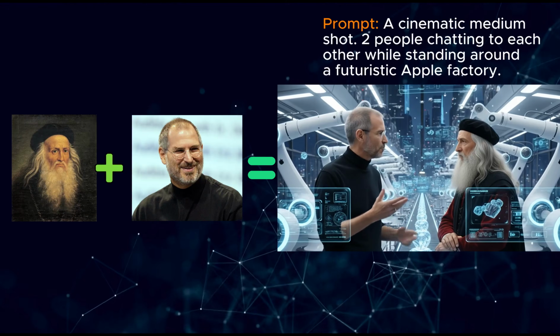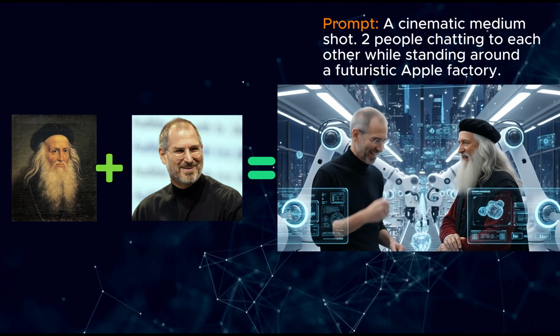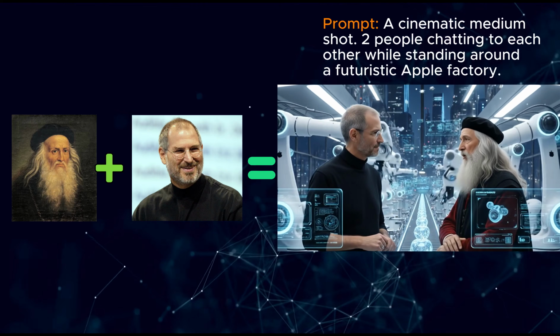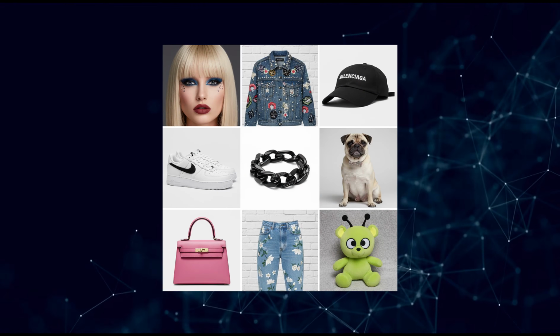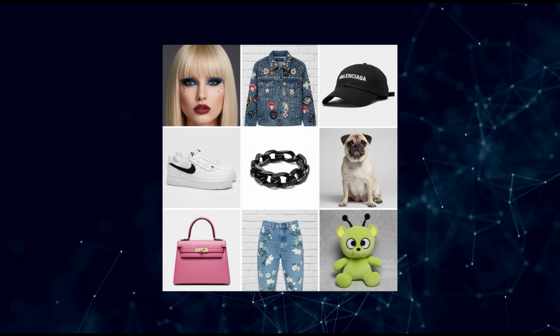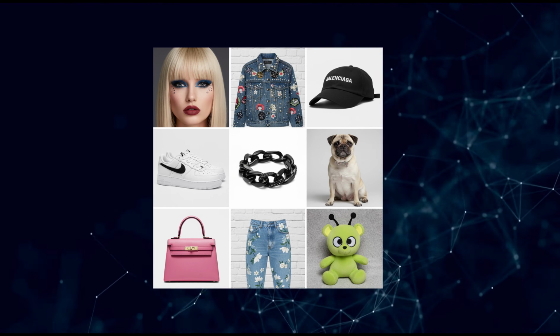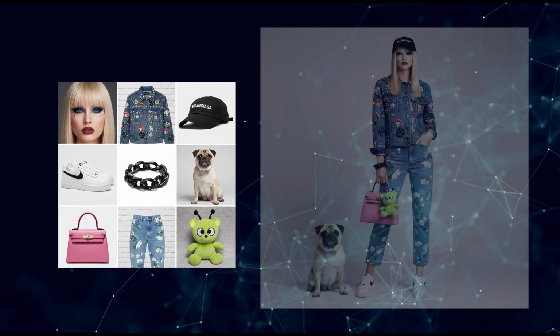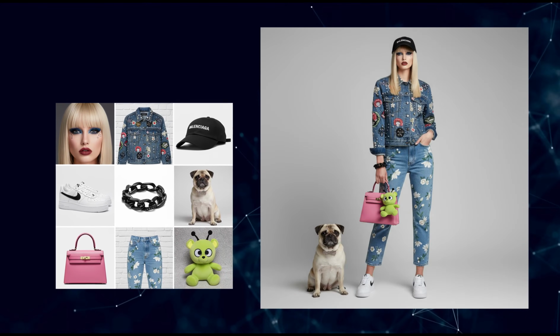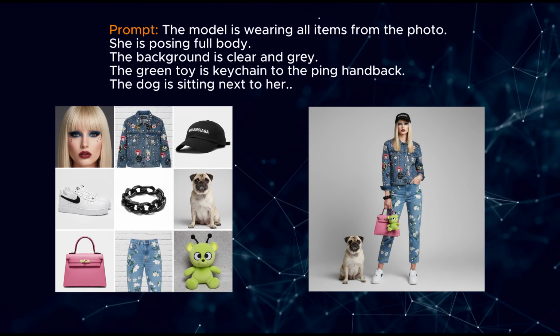Now, this next one is honestly my favorite. You can actually add different people into a single image. For example, here's Leonardo da Vinci and Steve Jobs having a deep conversation inside a futuristic Apple factory. The next cool thing I want to show you is how you can combine different elements from one image into another. For example, these fashion accessories can be seamlessly added onto the model in this photo. All you have to do is type in this prompt and watch the magic happen.